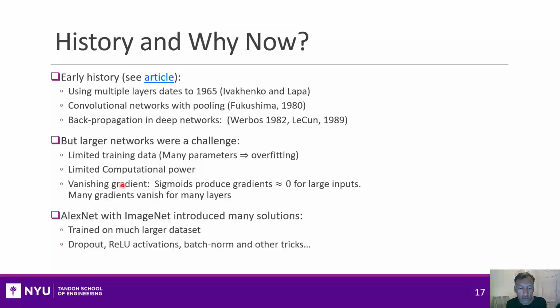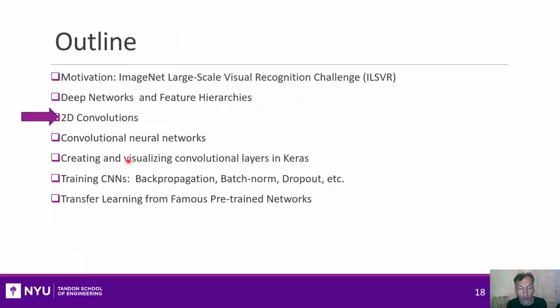AlexNet really introduced some key solutions to this. Most importantly, though, it was trained on the first large data set, which enabled it to train millions of parameters. But it also had some other smaller feature advancements, such as dropping out certain activations. And I'll talk about some of these tricks as we go through the unit. Okay, so that wraps up our little bit of history and motivation. And in the next section, we're going to move on to talking about one of the key concepts, which is convolutions.